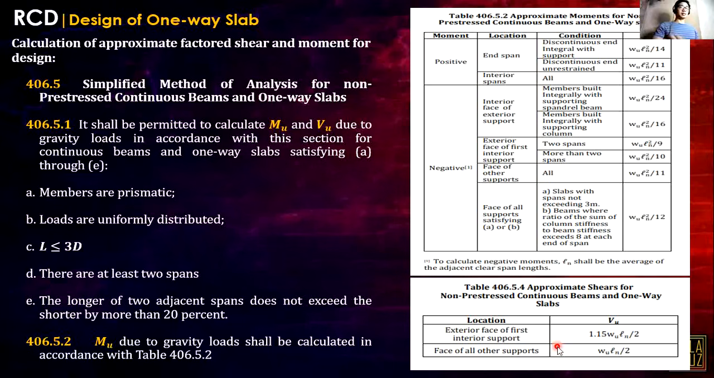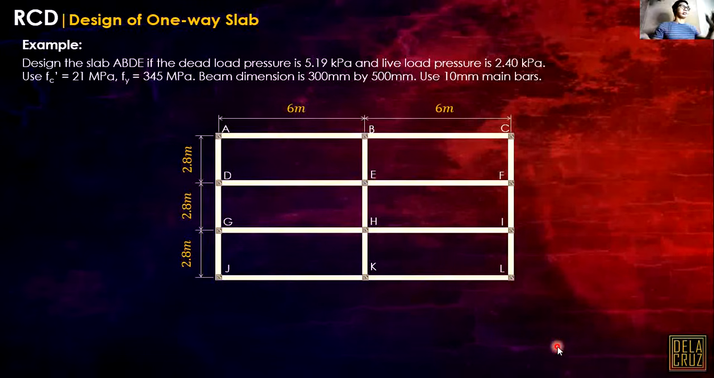Okay, so example: design the slab ABDE if the dead load pressure is 5.19 kPa and the live load pressure is 2.4 kPa. So we have the f'c of 21 MPa, fy is 345 MPa, then the beam dimension is 300 mm by 500 mm. Use 10 mm diameter main bars.